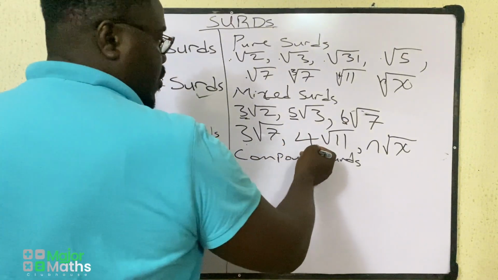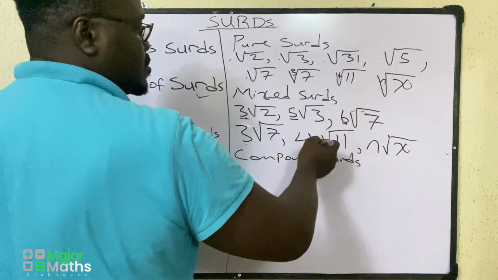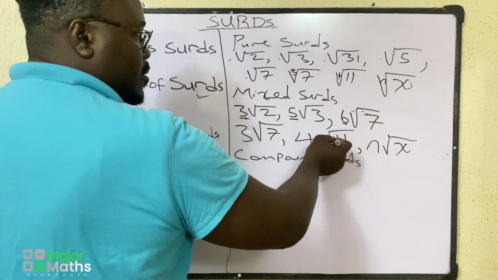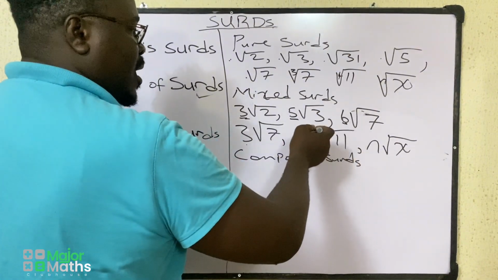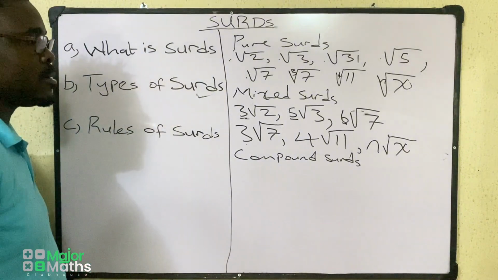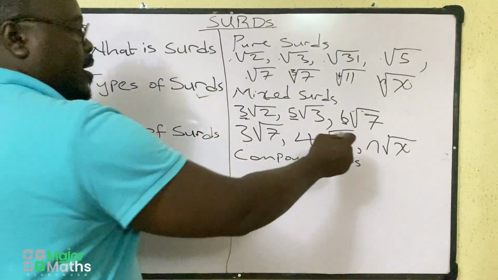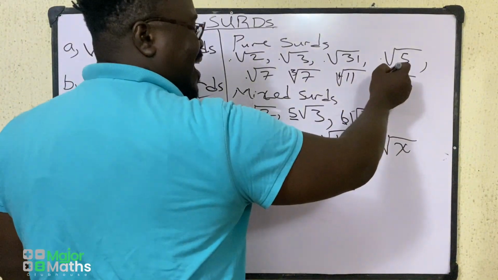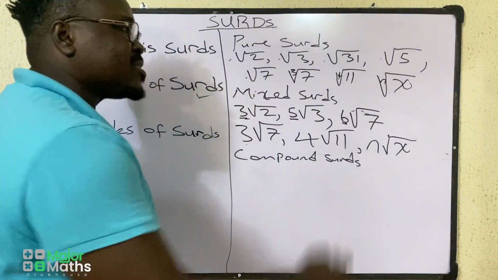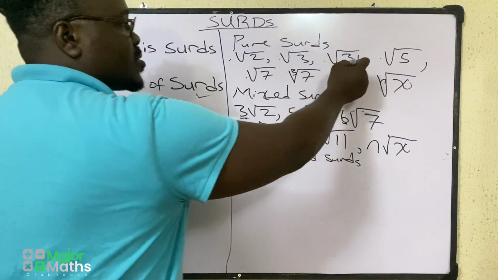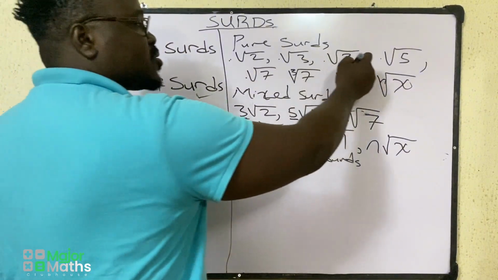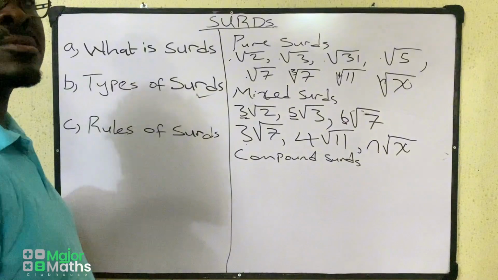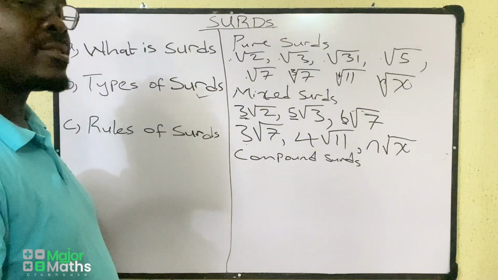So same thing goes for here. Fourth root 11 and fourth root 11. Then nth root x for this. This is the nth root of x. Fourth root of 11. Third root of 7. So you can see the difference now.